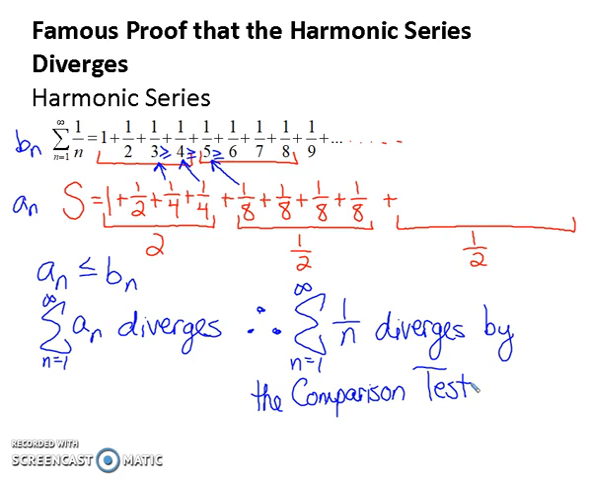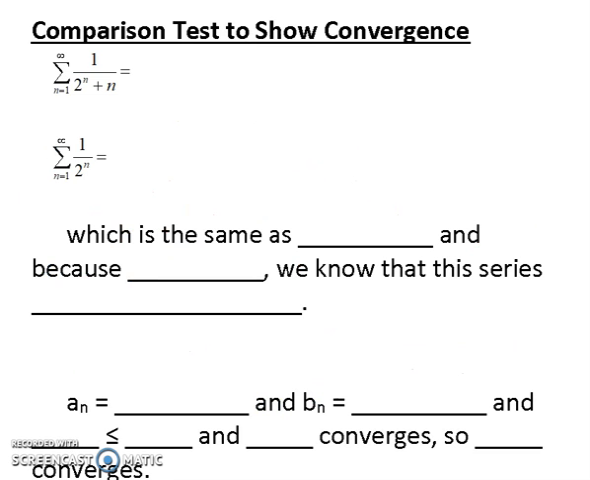Now, it's really very rare that you do a comparison test like this by specifically writing out values. Like, I never gave you a formula for this A sub n series. I just aligned it to some terms that I knew were going to lump together and would diverge. Most of the time, you want to compare it to an actual equation. So here's an example of one that we can use to show convergence.